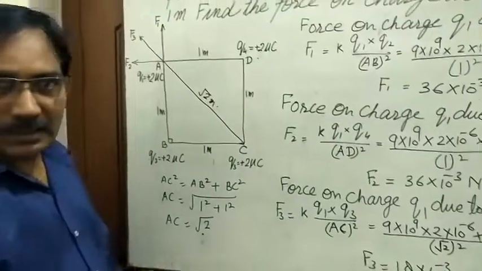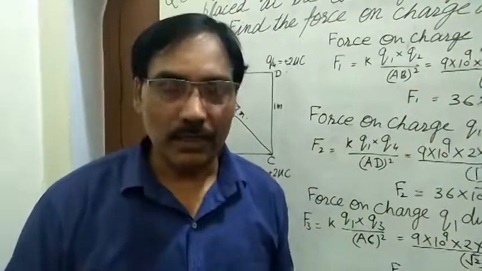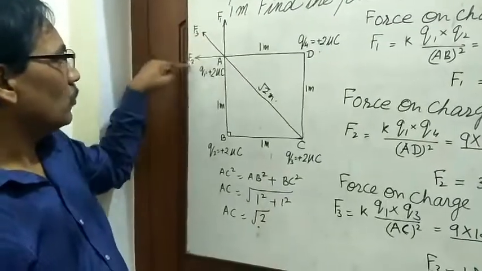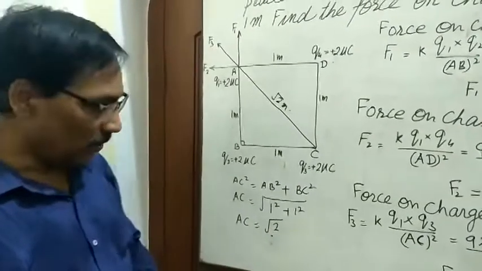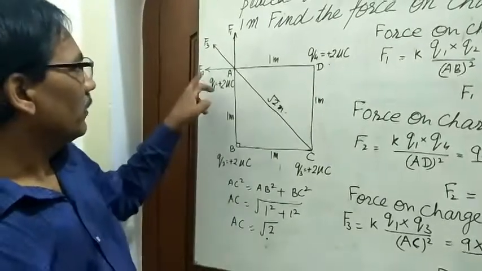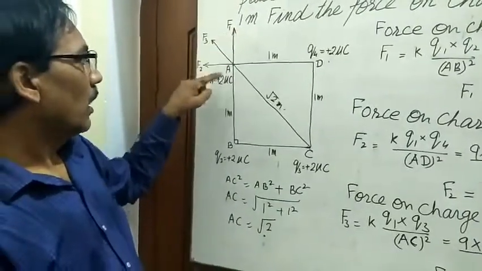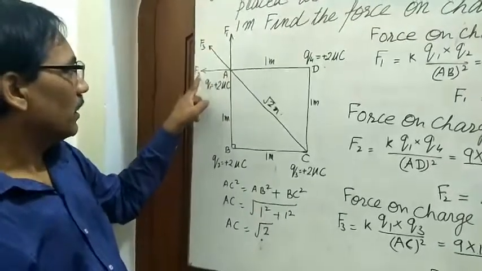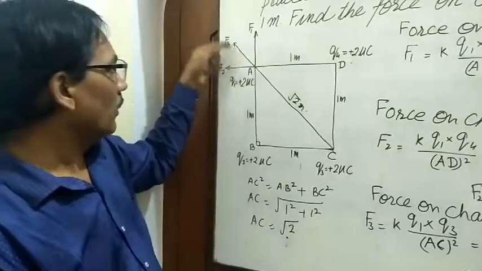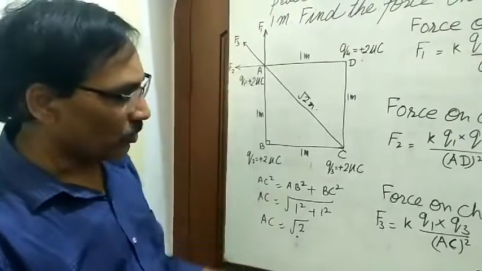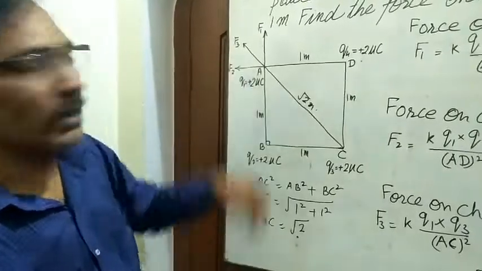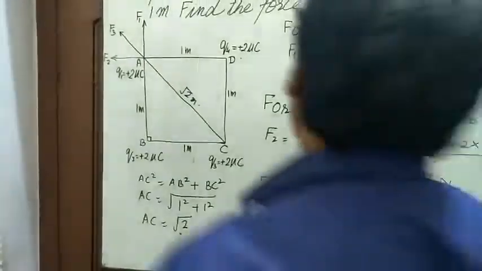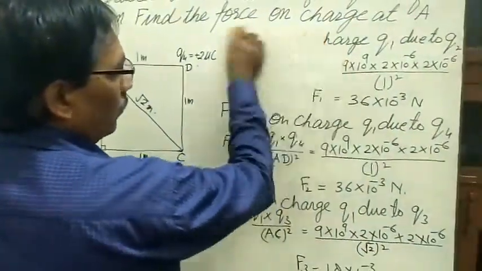We have got three forces, F1, F2, F3 acting on charge Q1. This F1 and F2 are at right angle with each other. So we will find the resultant of these two. And this F3 is making 45 degrees with this one. So resultant of F1 and F2 will be along F3. So first of all, calculate the resultant of F1 and F2.